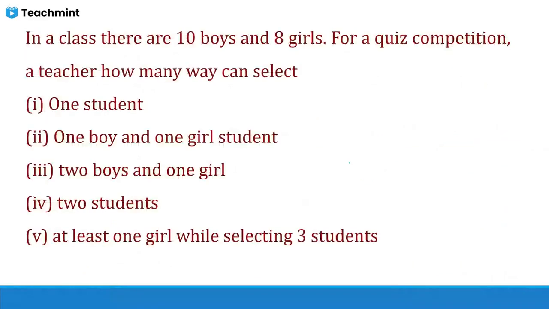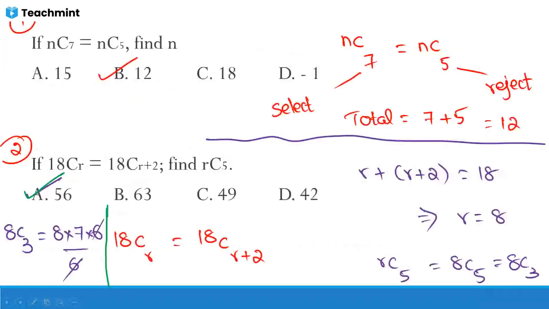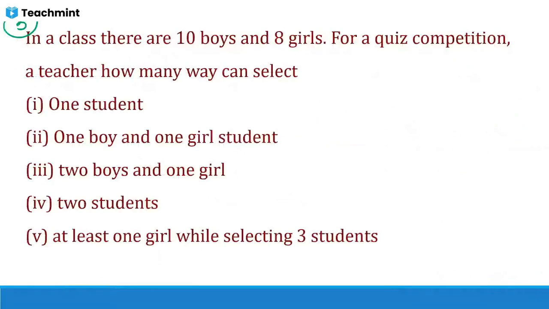So this third question, I hope you understood the previous one. Out of 18 people, selecting r and rejecting r plus 2, from that r we calculated. Now RC5 we calculated. Superb. Now let's go to the third question, my dear friends. See this third one.